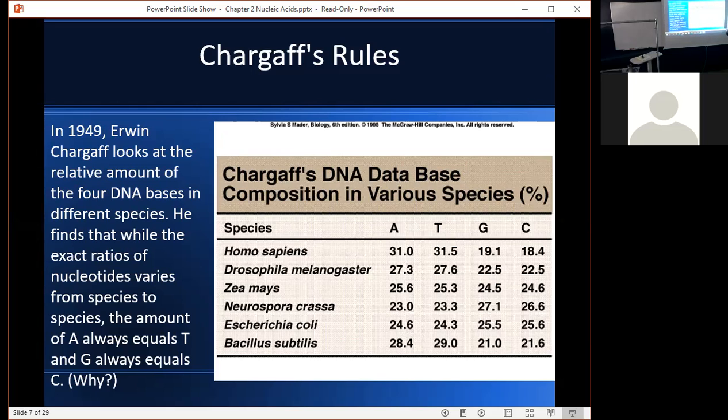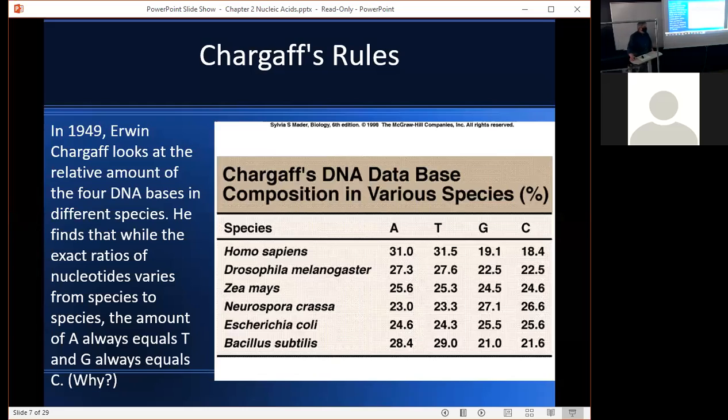although the numbers are different, the amount of A and T is always the same, the amount of G and C is always the same. So let me ask you guys, and I'll walk over here so I can see the chat from Zoom. Why is this? What do we know about the structure of DNA now that explains Chargaff's results? Yeah, what do we call that? Base pairing. Base pairing, exactly.